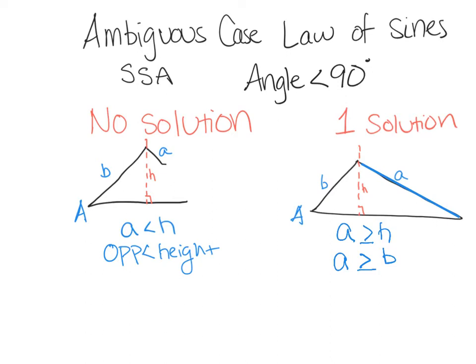So in this case, we need that opposite side to be greater than or equal to the height, but we also need that opposite side to be greater than or equal to the adjacent side to the angle that we're given. So I'm just rewriting the same thing with the letters, just a little bit more generally. So that's how we create a one solution.